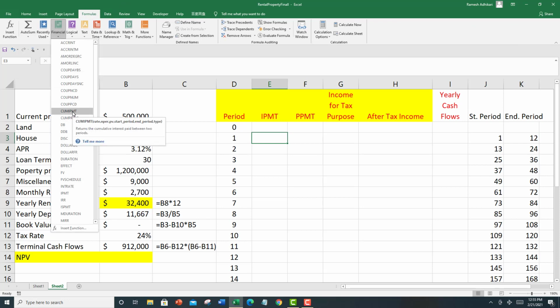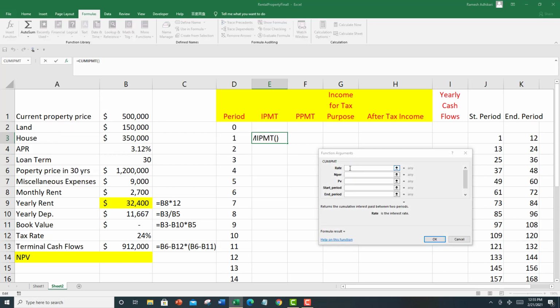to compute cumulative interest payment. Okay, right here, rate. The rate is going to be 3.12%. Okay, this is a monthly payment, therefore it's going to be over 12. And the number of periods, this is the total loan period, 30 years, right? 30 years times 12, that gives me the total number of periods. And the present value, that's the loan amount, which is 500,000, right? And then the starting period, that's where I need these numbers. So the starting period for year 1 is this J3, and the ending period is going to be K3 right here.